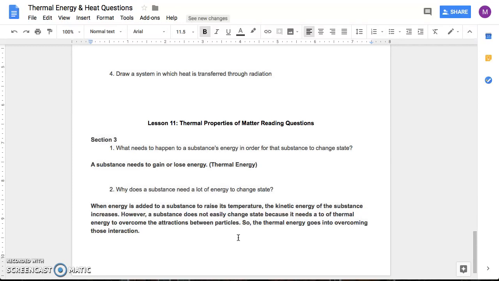To get them to that point, yes, temperature has to increase, but in order for it to change state, like we saw in our lab, when we had both liquid and ice together, it wasn't still changing much in temperature, but instead, all of that energy going into it went in to change the state. It had to overcome the interactions or the attractions between those particles. So thermal energy ultimately goes into overcoming those interactions.